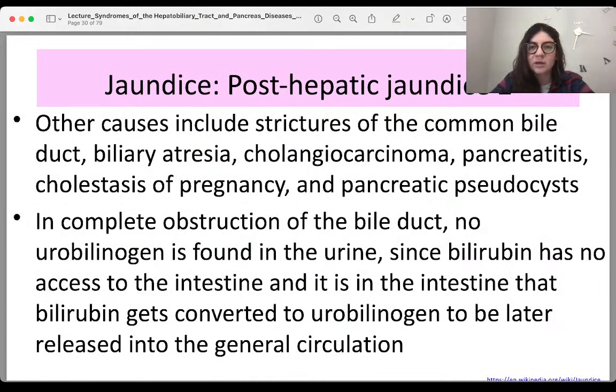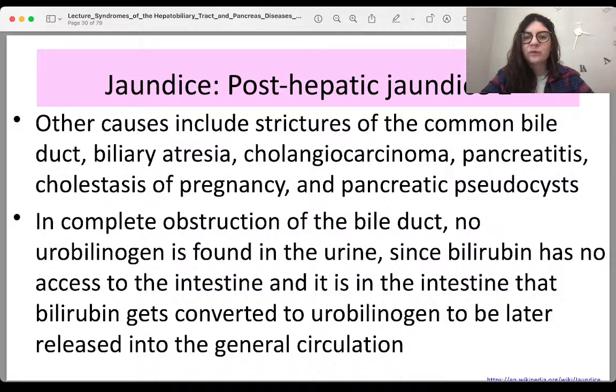Other causes include strictures in the common bile duct, and biliary atresia, most often congenital, that obstruct biliary ducts and don't let bile go to the intestine. It can be obstruction due to cholangiocarcinoma, pancreatitis, cholestasis of pregnancy, and pancreatic pseudocysts.